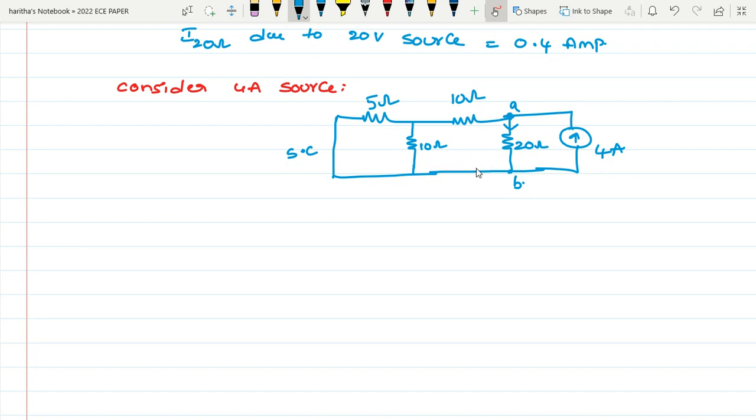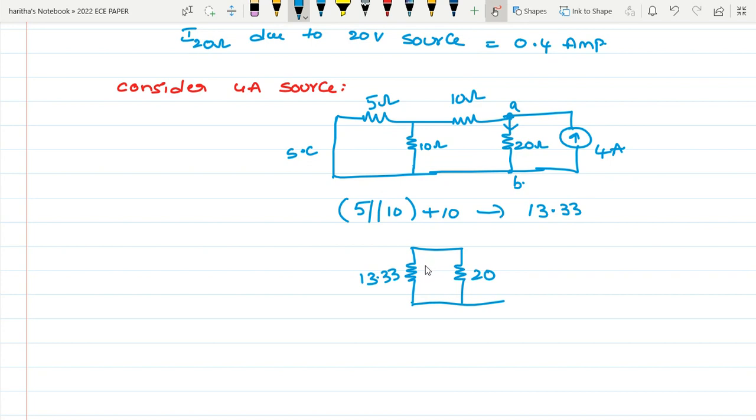For this also you can use mesh analysis, but I'm going to show you the current division method. So now I'm reducing the circuit. 5 ohm and 10 ohm, these two are in parallel, right? 5 parallel with 10, and that parallel combination will be in series with 10 ohm. So then the total resistance is 13.33. That 13.33 and the remaining resistance 20 are connected across the source.